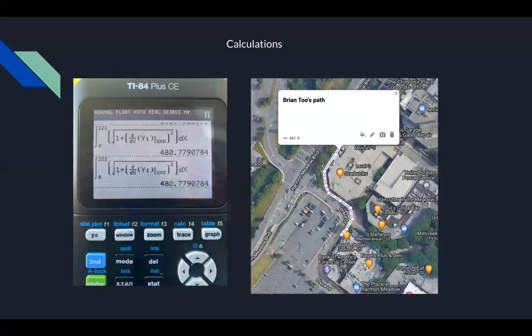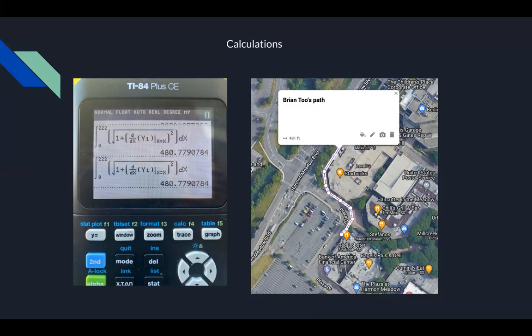And then I did my calculation. So I used the arc length formula, which we learned and used in class. And then I found the integral by going to math 9 on my calculator and filled it out. Then I had to go to math 8 to put in my numbers for the derivative. And I did x and x so that it would change gradually from x equals 0 to x equals 222.